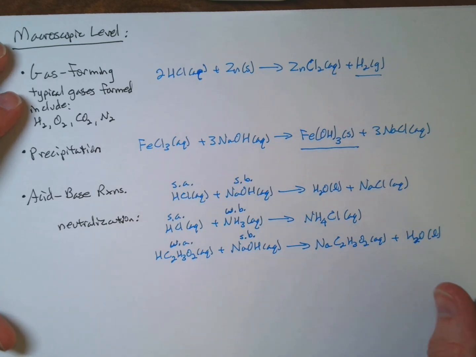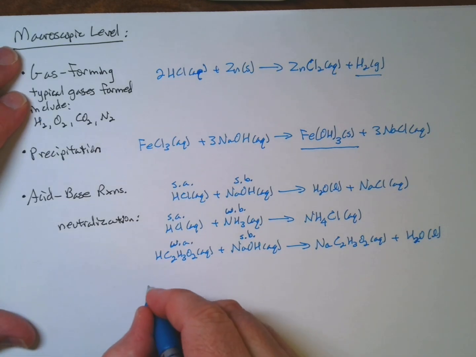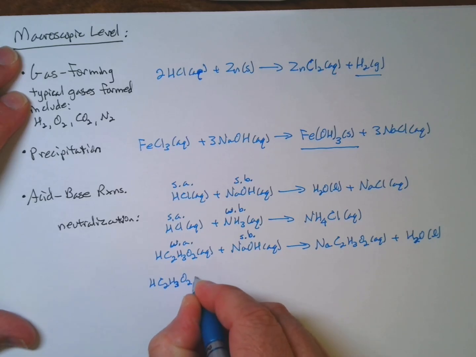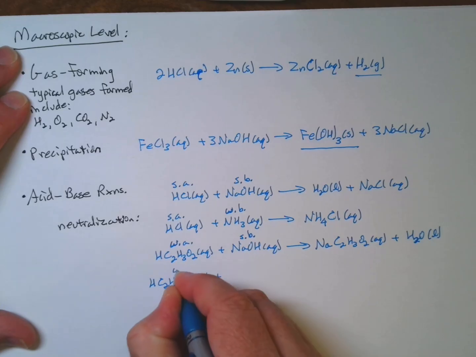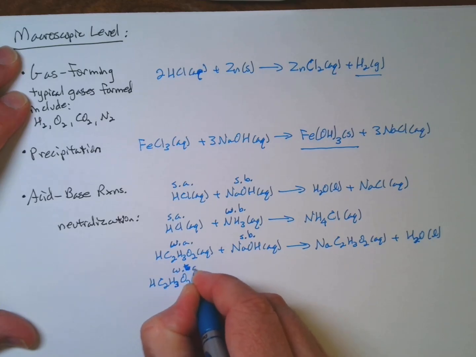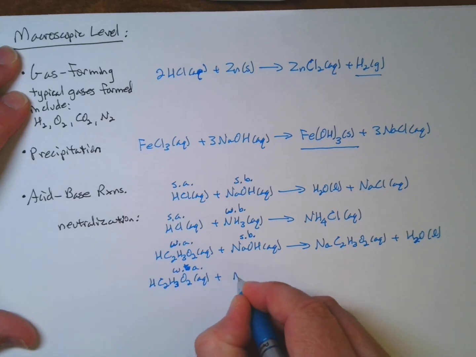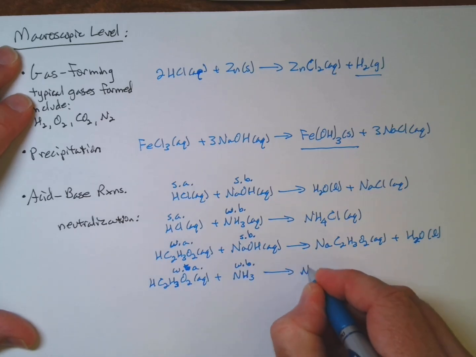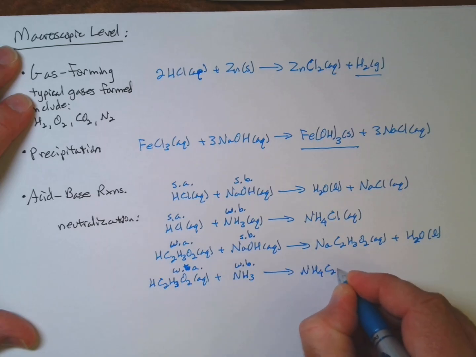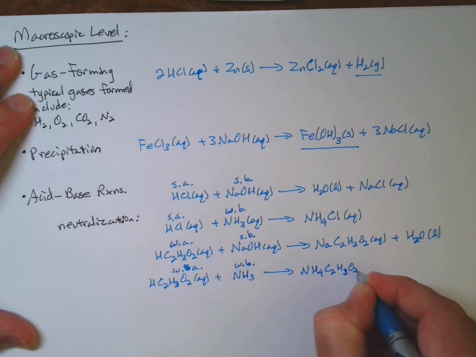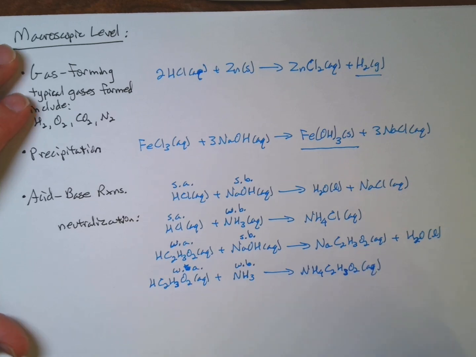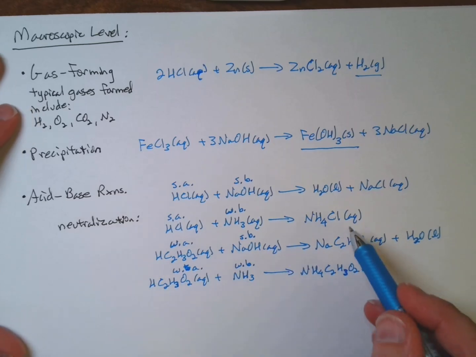What if you had a weak acid and a weak base? Well, let's look at that as well. So HC2H3O2, aqueous. So that's our weak acid. And then NH3 is our weak base. And we will end up with NH4C2H3O2, aqueous. So again, we get a salt. So in the presence of a weak base, all that we get is a salt.